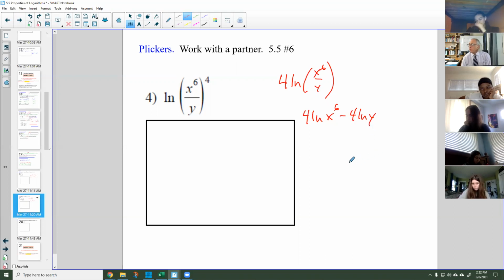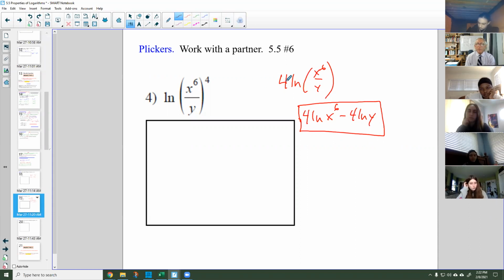Okay, now, but let's explain why, because this is a little bit tricky. So this is definitely the right answer. But I want you to look at this problem right here and realize this is saying 4 times this logarithm. Everybody see that?